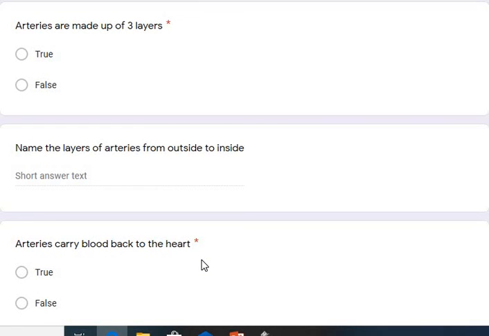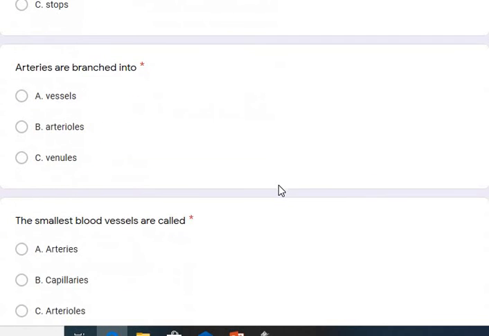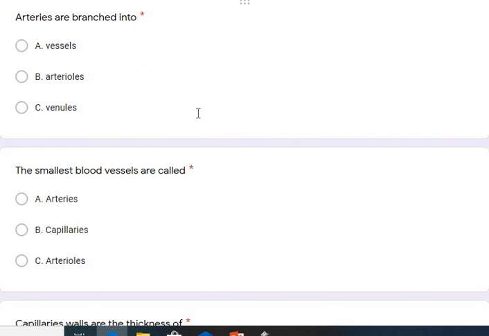Arteries are made up of 3 layers. That's true. Arteries carry blood back to the heart. False. This is the function of veins. As the heart contracts, it pushes blood to the arteries. Arteries are branched into smaller arteries called arterioles. The smallest blood vessels are called capillaries.